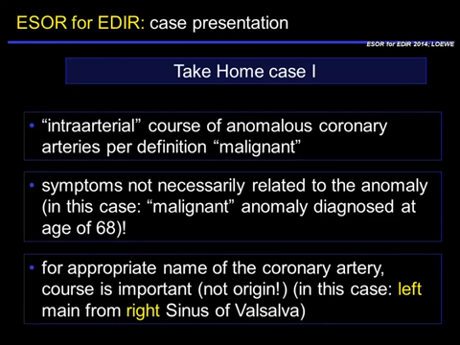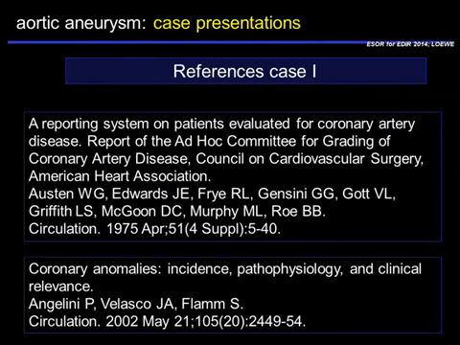And again, for appropriate naming of the coronary artery, not the origin is important, but the course. So in this case, we have the artery going to the anterior interventricular groove, and of course, this is the LAD, even if the branching and the origin is at the right sinus of Valsalva. And there are some very good and important papers. First of all, on the reporting system, rather old, from 1975, introducing the segmental model. And this is a very good overview paper about the different types of coronary anomalies, including incidence and pathophysiology.